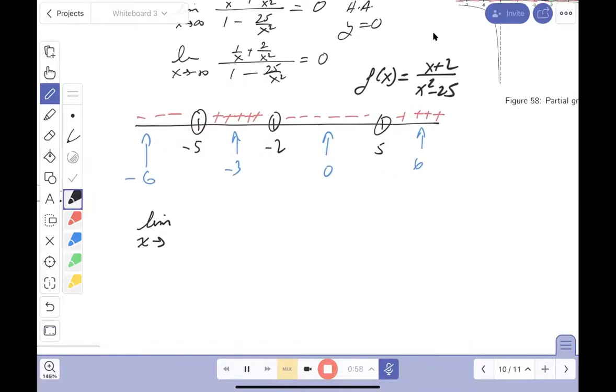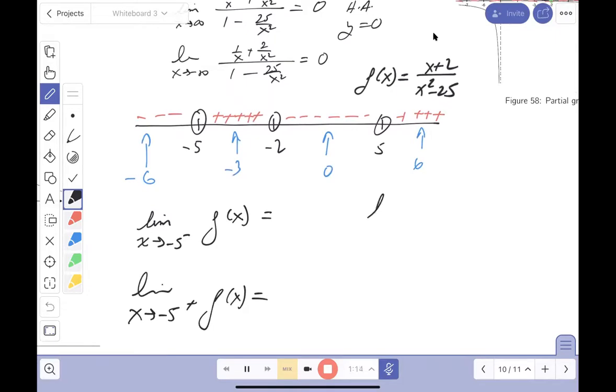There's only 2 numbers that I'm interested in, and that's where division by 0 occurs. So the limit as x goes to minus 5 from the left of f of x, the limit as x goes to minus 5 from the right of f of x, the limit as x goes to 5 from the left, the limit as x goes to 5 from the right of f of x. All right, let's go through sign. You'll get better over time. Don't worry about that. Let's do one at a time.